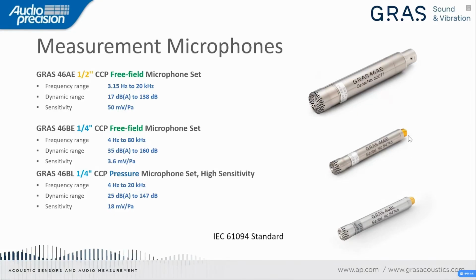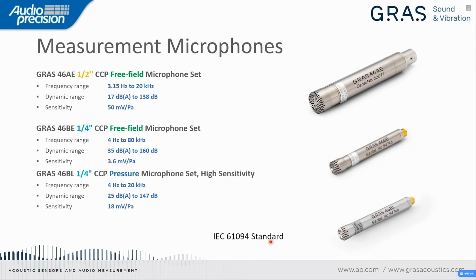So here we can see 3 different measurement microphones. They are made by GRAS Sound and Vibration. These 3 microphones are typically used for the application we are discussing today. For those who are not familiar with the concept, a measurement microphone is an acoustic sensor based on a condenser microphone capsule, and it is built according to the IEC 61094 standard we see over here.